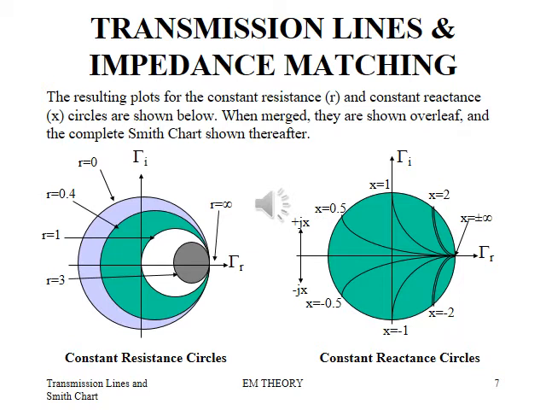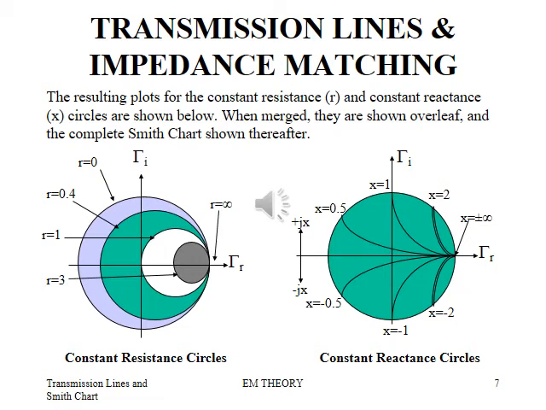When R goes to infinity, which means when you have an open circuit, then the radius is 0. Now gamma R is centered at 1 and gamma I is equal to 0. So right at the right of the circle, that corresponds to R equal to infinity. So we then have those constant resistance circles to the left.